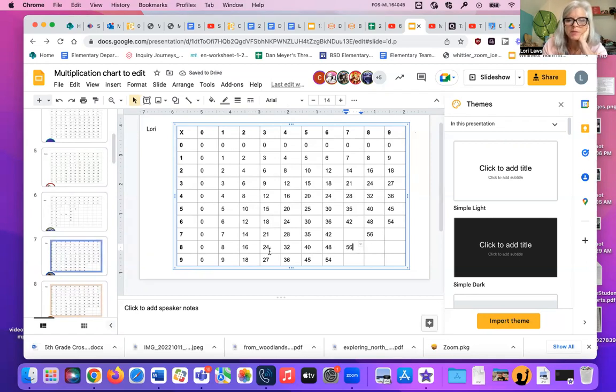Then if I want to double my 8s here, I go to my 4s. 8 times 4 is 32. What is 32 doubled? Can somebody help me out here? What is 32 doubled, do you think? Christian, how would I double 32? 30 plus 30 is? Yep, go ahead, Anna, say it.